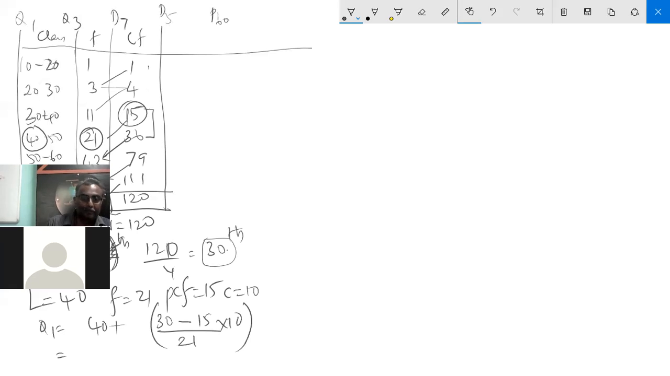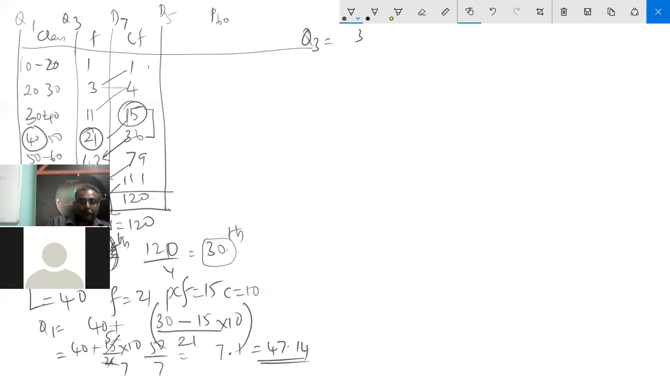Okay. This is 40 plus 15 by 21 into 10. Divided by 3, 5 divided by 3 is 7. So 50 by 7, that is 7 point something. So 47.14, I think. Okay, 47.14. That is Q1. Now you have to find out Q3.